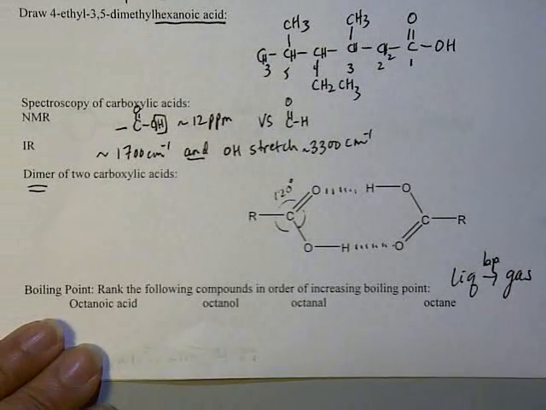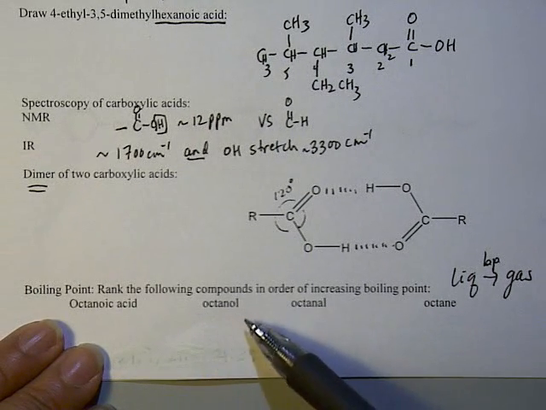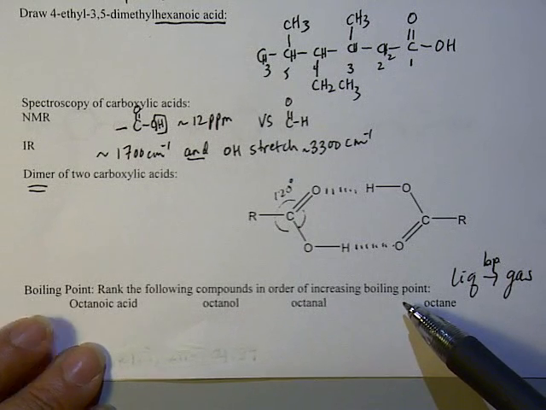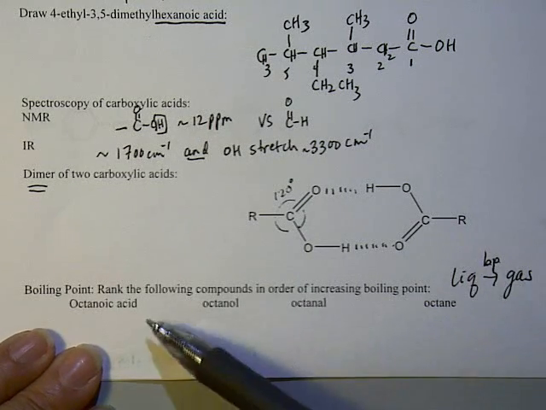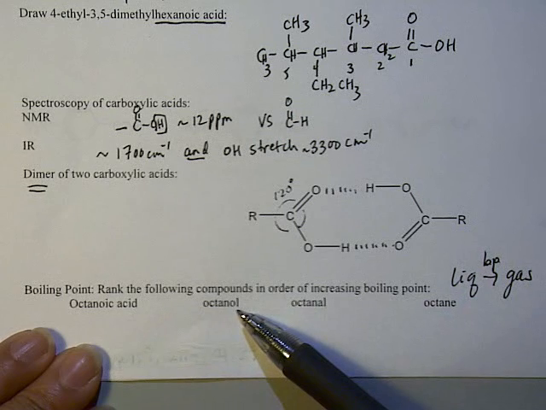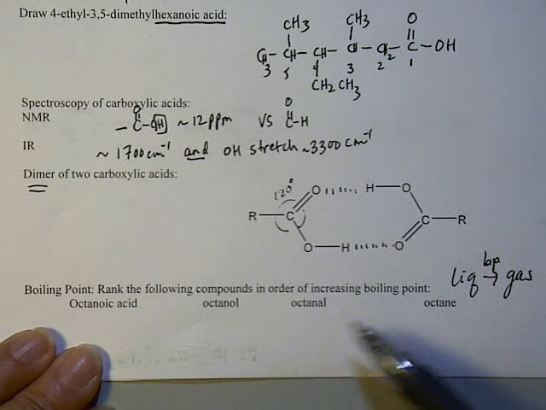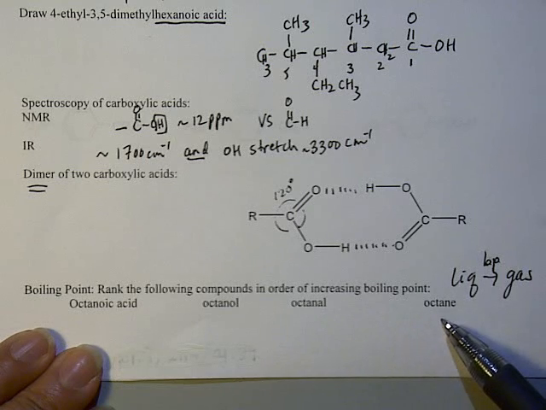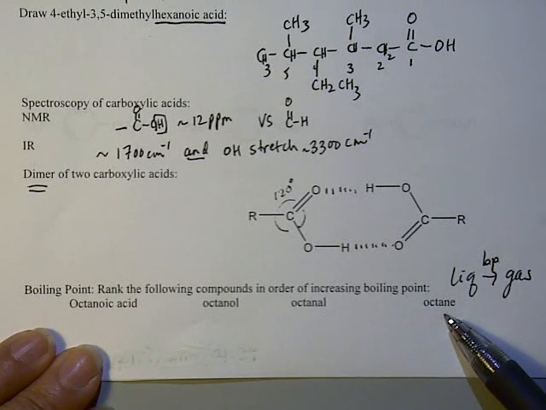So in this question, rank the following compounds in order of increasing boiling point. How you answer these types of questions is to look at the functional group that is present. Octanoic acid will have a carboxylic acid. Octanol will have an alcohol. Octanal will have an aldehyde. And octane is just all carbon-carbon.